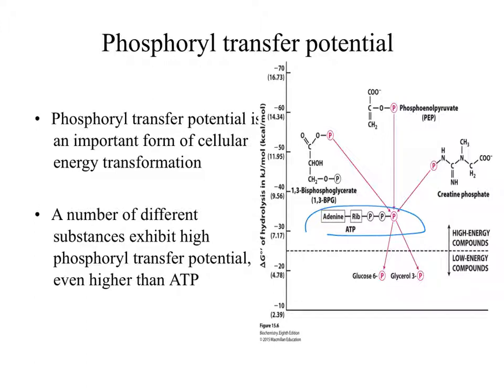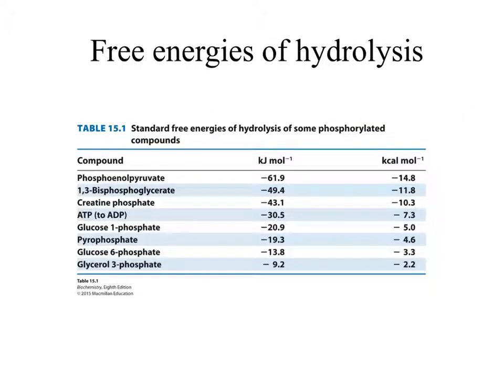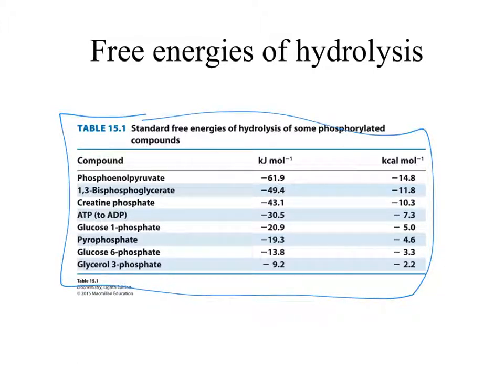And we'll see how some of these other things come into play and can transfer their phosphoryl group to ADP, and then the ATP can transfer its phosphoryl group to other substances. Here we're just looking at a table of some of the free energies of hydrolysis associated with those molecules. So this is the data that's associated with that previous figure. We can see the energy associated with the hydrolysis of those phosphoryl transfer substances.